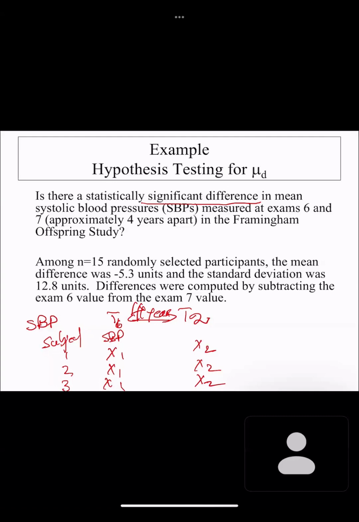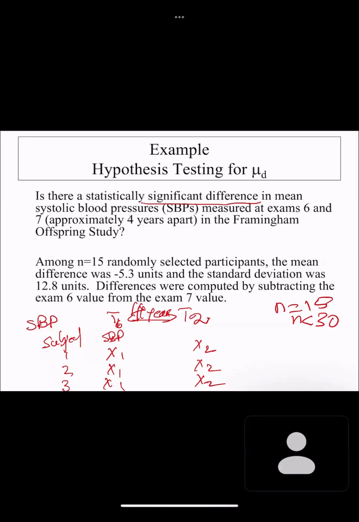Exam 6 and exam 7, but let me tell you that the Framingham study is a big cohort with several time points of data collection. Every 5 or 10 years, they do a big survey. Here they have 2 surveys, exam 6 and exam 7, so it's the 6th time they measure blood pressure. They want to see whether systolic blood pressure is changing between exam 6 and 7, which are 4 years apart. They took n equals 15, so this is n less than 30, right?